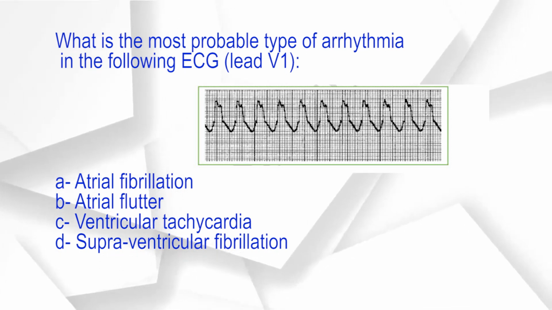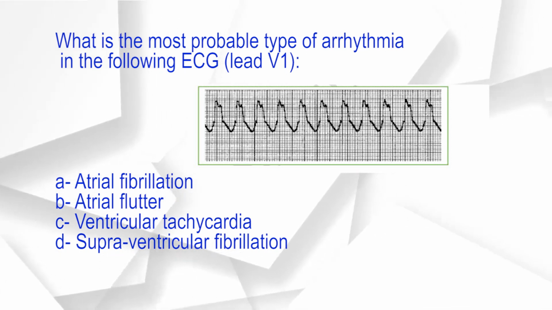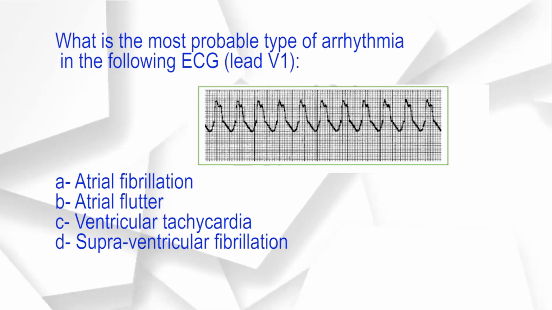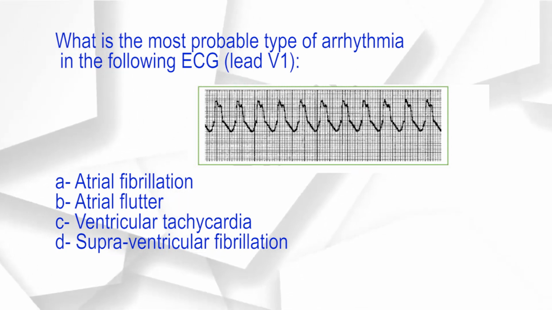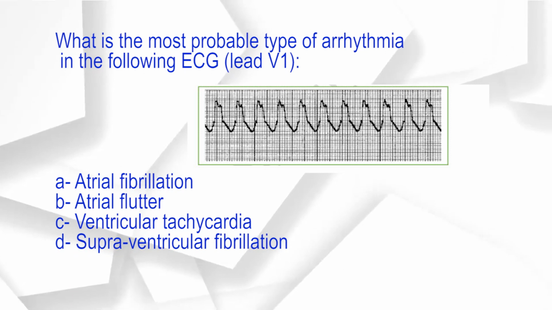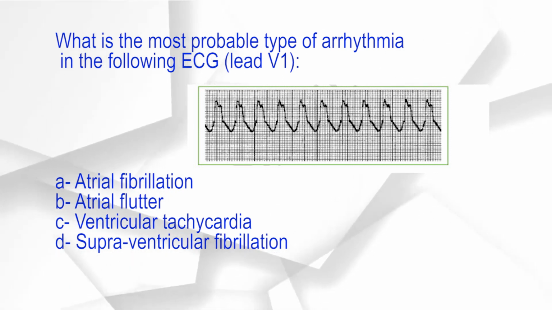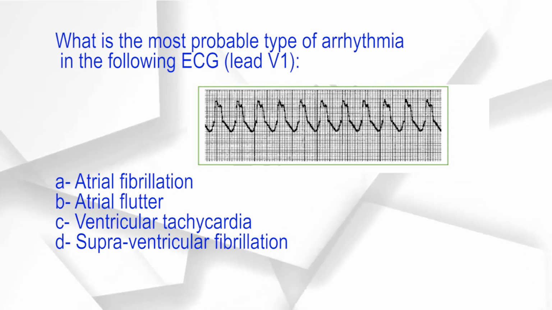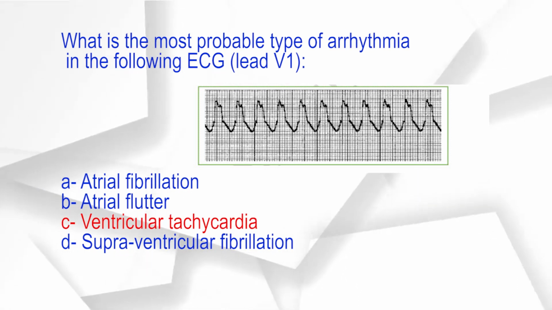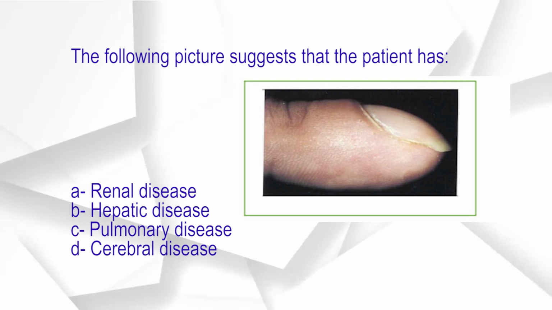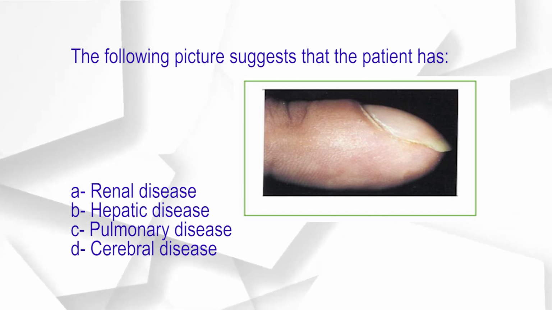Guys, here our next question. What is the most probable type of arrhythmia in the following ECG lead V1? Answer. The options are A. Atrial fibrillation, B. Atrial flutter, C. Ventricular tachycardia, D. Supraventricular fibrillation. And the correct answer is option C. Ventricular tachycardia.